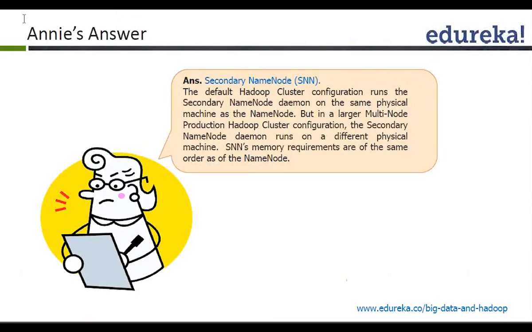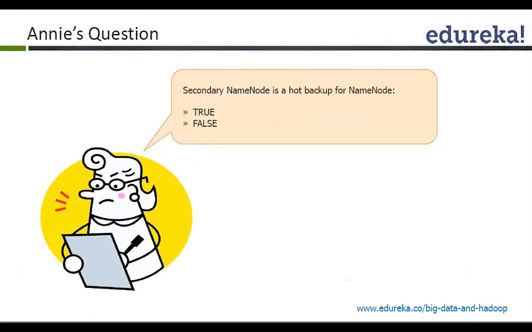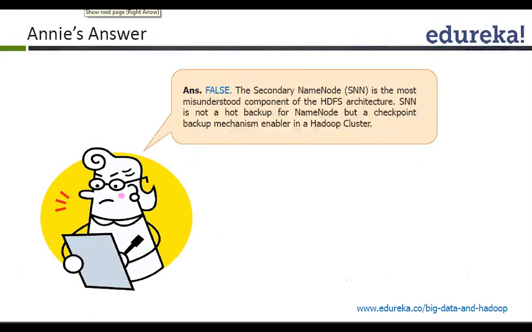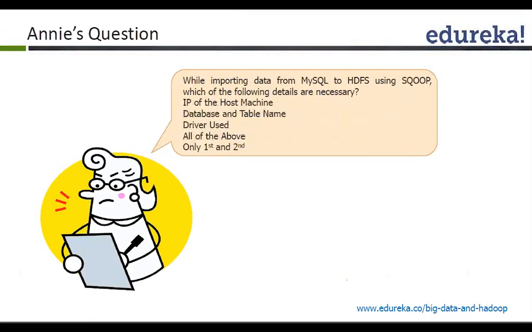The default Hadoop configuration runs the secondary name node on a physical machine. In a large multi-node cluster, the secondary name node runs on a different physical machine. The secondary name node requirements are typically the same as those of the name node. There we go. In Gen 1 or even in Gen 2, is the secondary name node the hot backup for the name node? True or false? The secondary name node is typically the most misunderstood component in the HDFS architecture. It is not a hot backup, but only a checkpointing node. Good, friends. There we go.